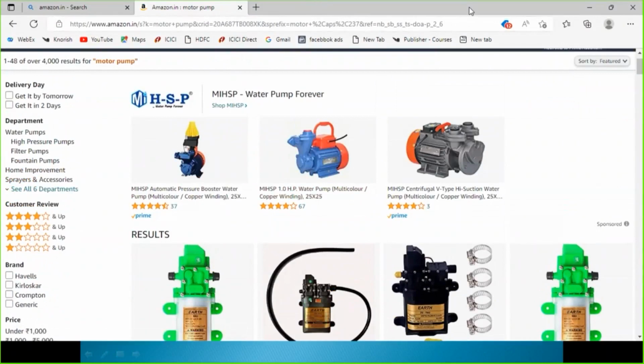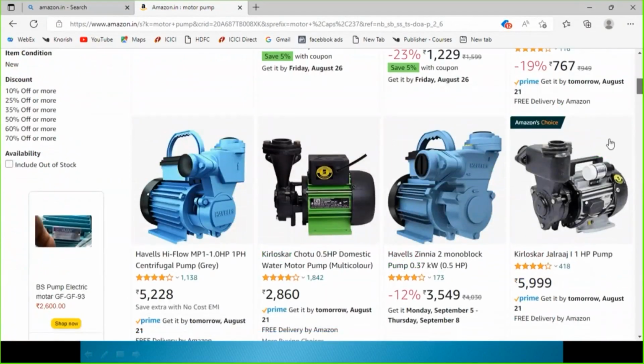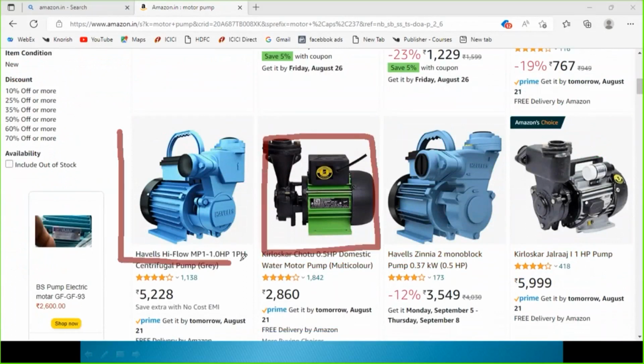So this is from one company. This is from the same company. Like that, I have different motor pump companies available. This is Kirloskar, this is Havells. So these pumps are nothing but Havells, Kirloskar. This is what is called ETL.